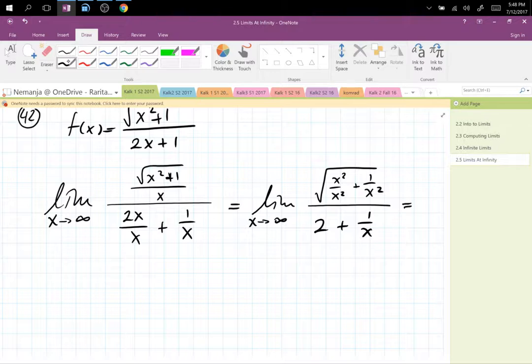So what do we get? These guys cancel to 1. So this will be a 0. This will be a 0. So we have 1 divided by 2, which is 1/2.